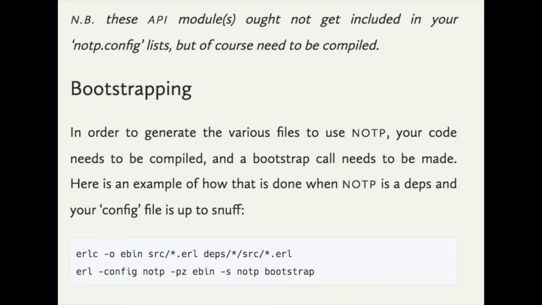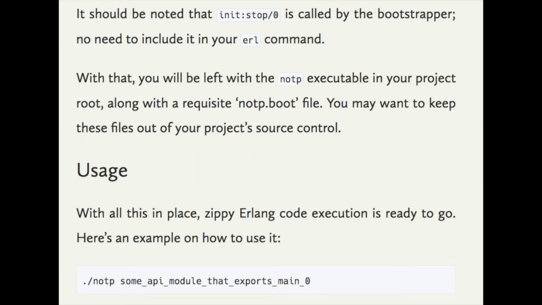In order to generate the various files to use NOTP, your code needs to be compiled and a bootstrap call needs to be made. Here is an example of how this is done when NOTP is a deps and your config file is up to snuff. It should be noted that init:stop is called by this bootstrapper. No need to include it in your erl command. With that, you'll be left with a NOTP executable in your project root, along with the requisite notp.boot file. You may want to keep these files out of your project's source control.